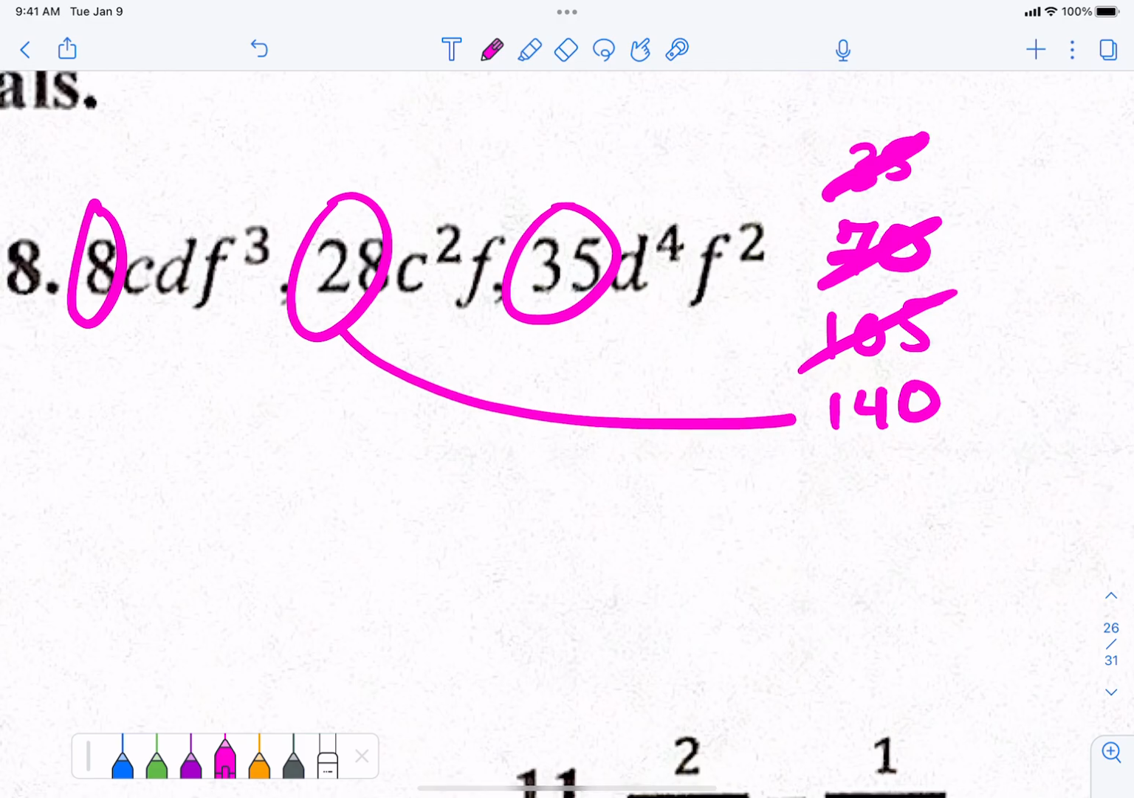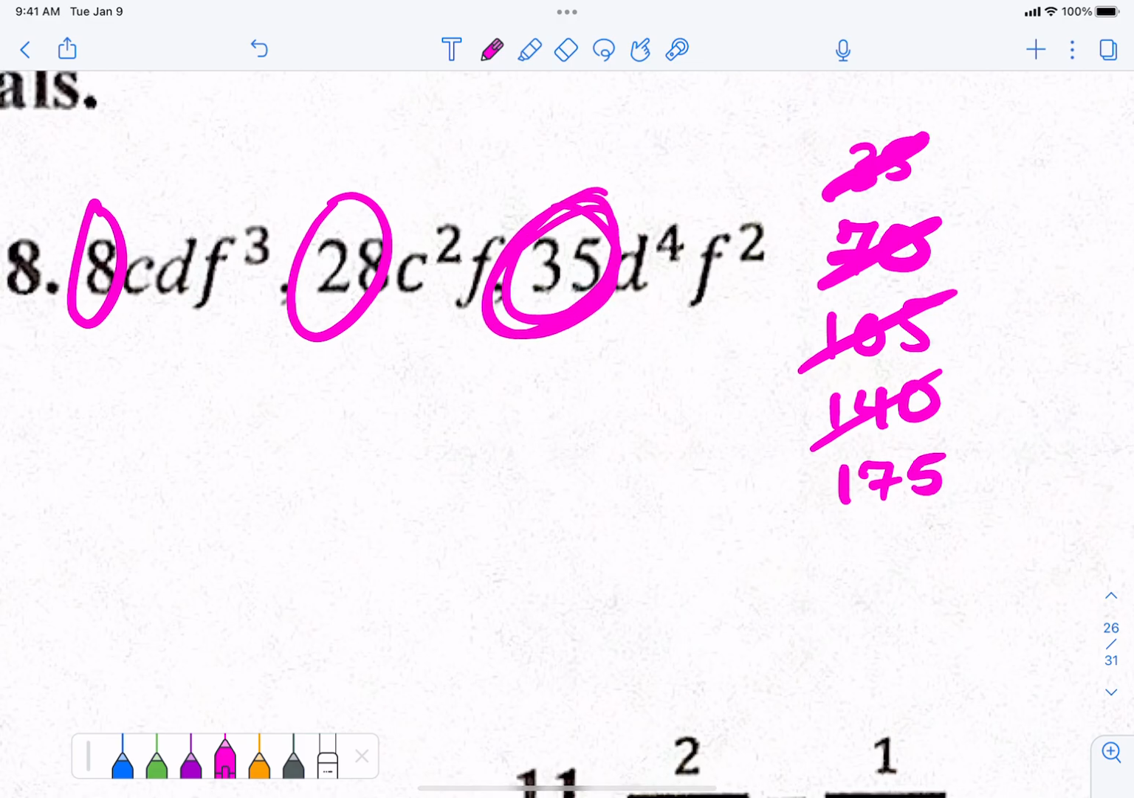8 does go into 140. Okay, does 28 though? 8 goes in there, but does 28? I don't think so. So the next number up from 140 is, I heard somebody say it, 175, right? We're doing intervals of 35. 175. Does 8 go into 175? 8 is an even number, and 175 is not an even number, so it's not going to work. The next number up would be 210. Does 8 go into 210?